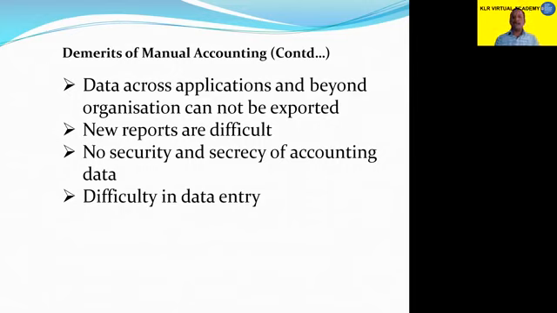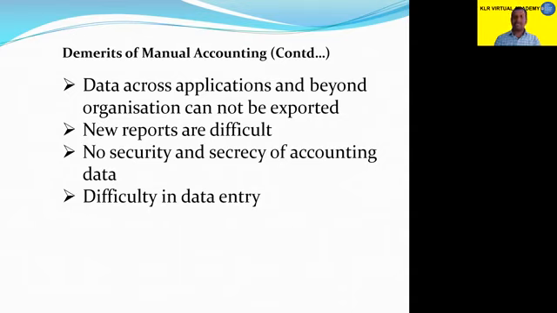Next one: data across applications and beyond the organization cannot be exported. Data exploration or data usage beyond the organization is now important. Now we are running businesses in the form of extranet. For example, take Flipkart, where many people are constituent members of the transaction. If you order a mobile named X, the company of that X is involved, Flipkart is involved, you yourself are involved, and your bank account or payment mechanism is involved. At minimum, four parties must come together to complete your task.